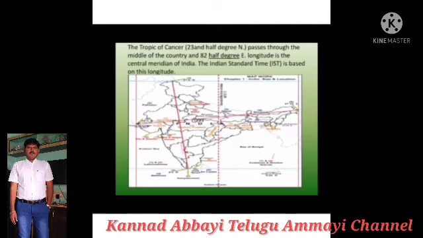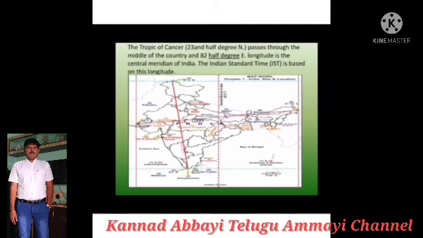So here clearly you can see this, children. One latitude passes through the middle of the country from west to east. That is what we call the Tropic of Cancer, and it divides India into two equal parts, South India and North India.